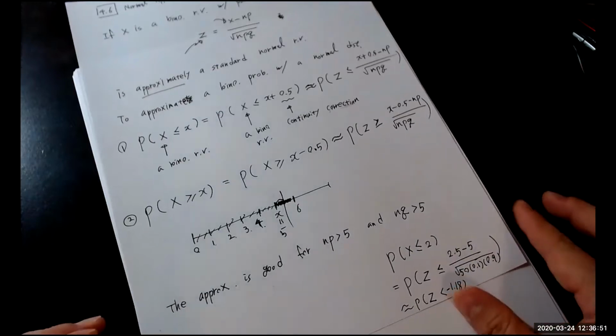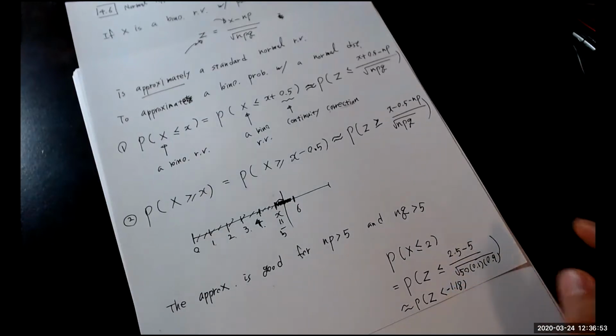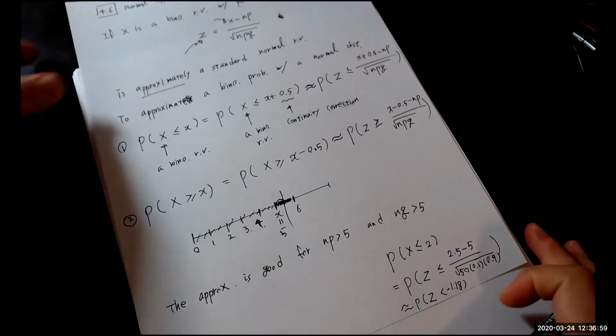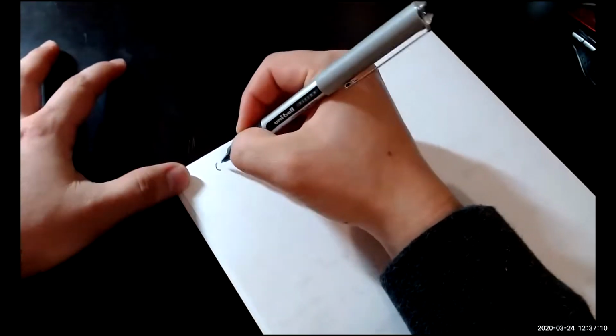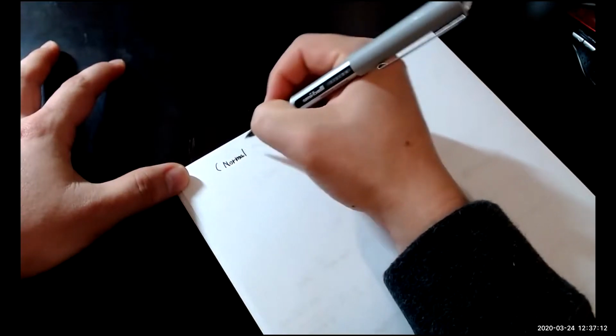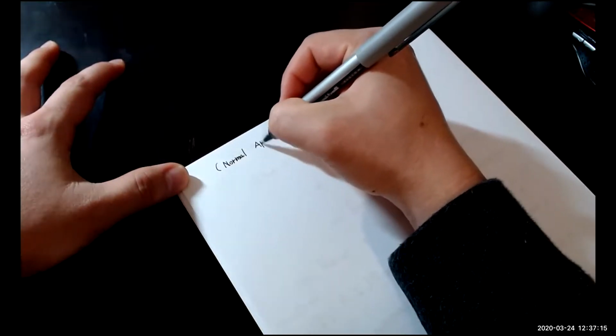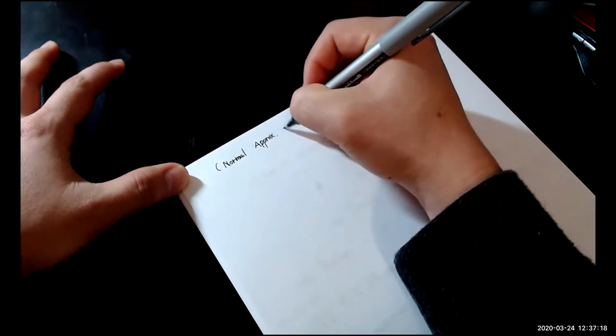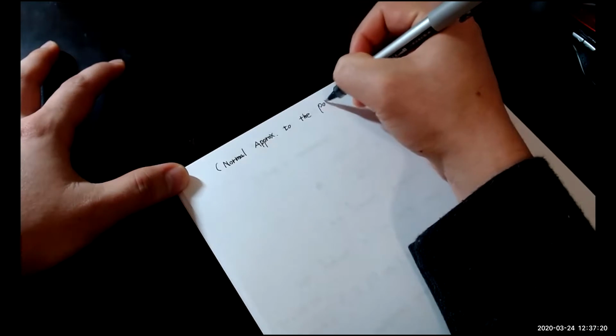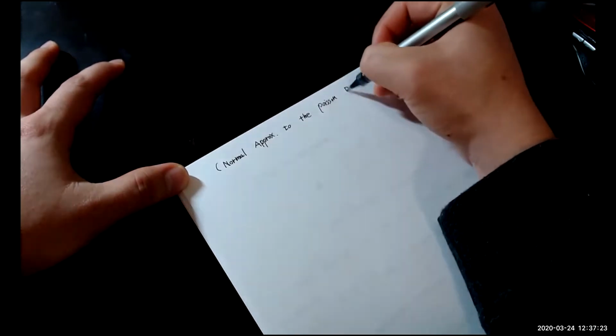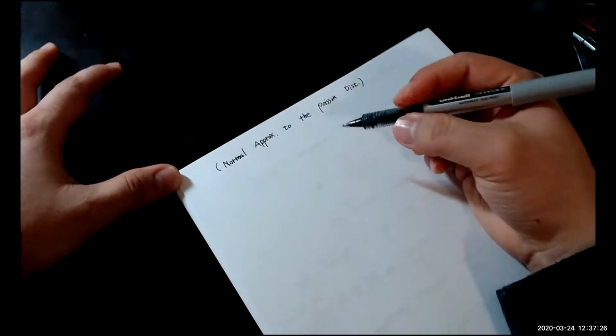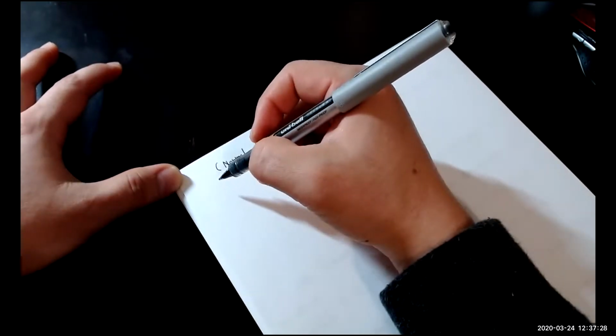The next one is the normal approximation to the Poisson distribution. In chapter 3, we learned the Poisson distribution, right? So we can approximate the Poisson distribution using the standard normal distribution. So next is the normal approximation to the Poisson distribution.